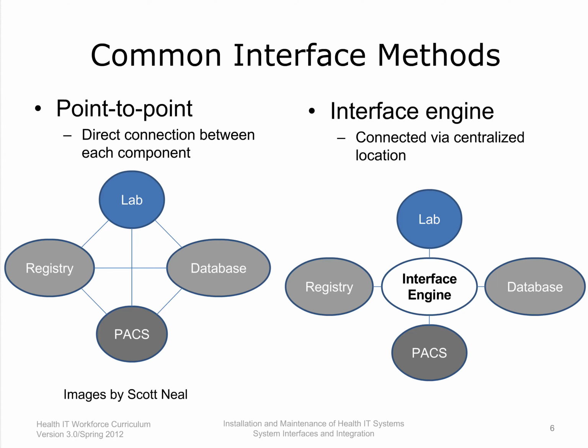The image on the right illustrates how an interface engine acts as a liaison between each of the four separate components. The interface engine contains all the coding required to facilitate the communication between components. Now let's talk about both in more detail.